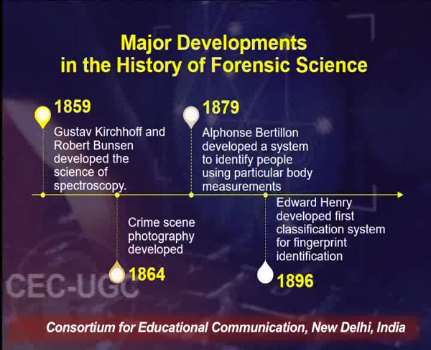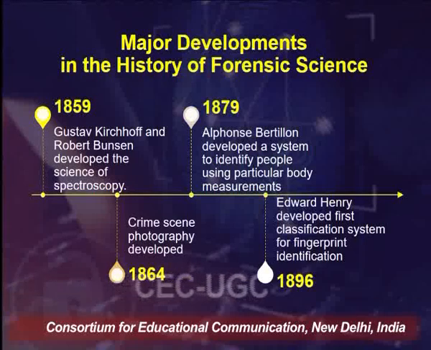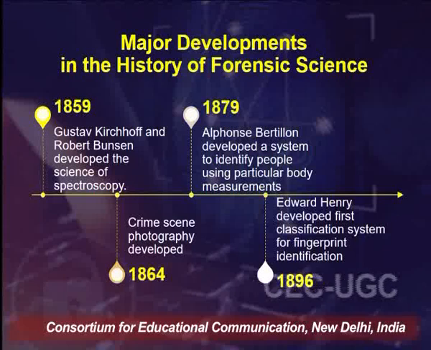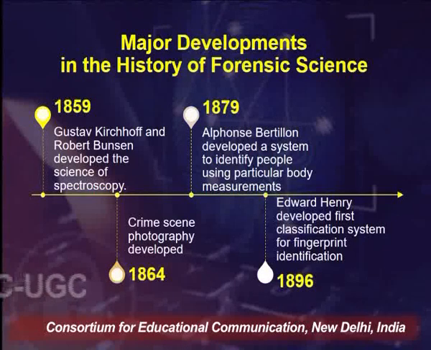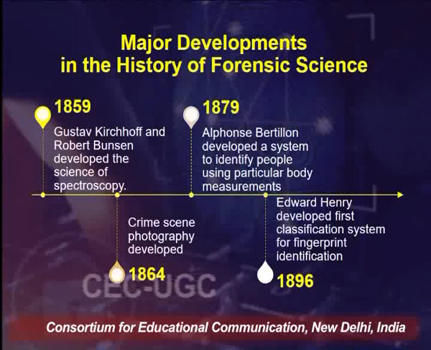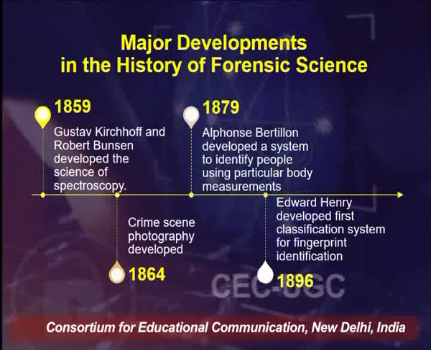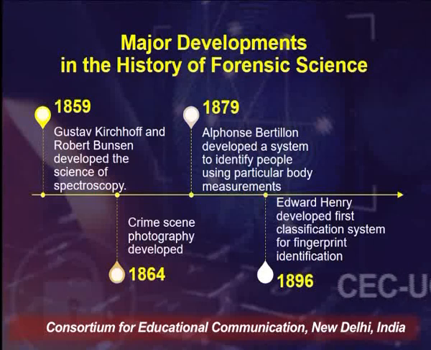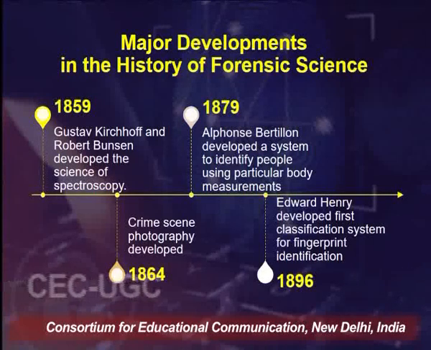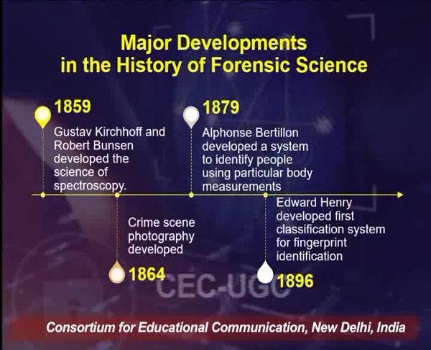In 1864, crime scene photography was developed. This is also one of the major breakthroughs, as the photographs which the crime scene investigator takes at the crime scene are the only way the forensic science experts can look at the crime scene. The photography is done from a wide angle and from a close angle, and that is the only way we can bring the crime scene to the forensic science lab.